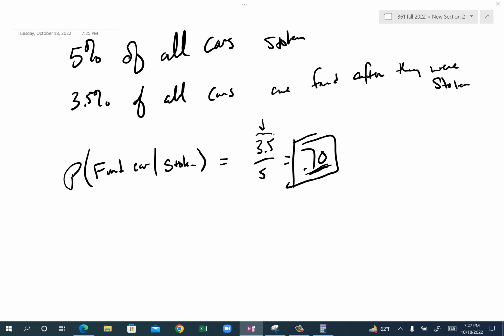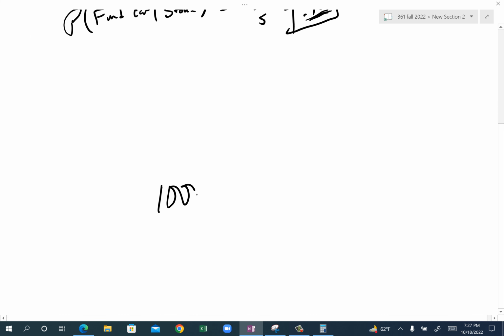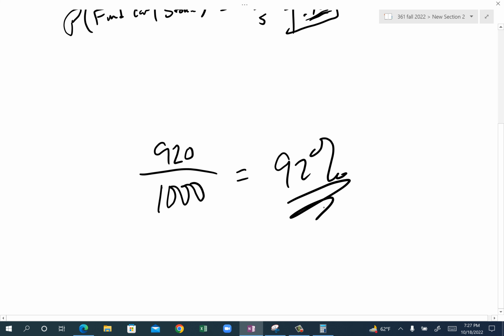Now, a cop, you're like, here I am at the database at the police station going through stuff. Hey, not surprisingly, I'm only looking for cars that are stolen. Let's say that there was 1,000 cars stolen this year. All right. And we found 920 of them. That's 92%. Nice. That's us. This is the probability that they were found, given that they were stolen.